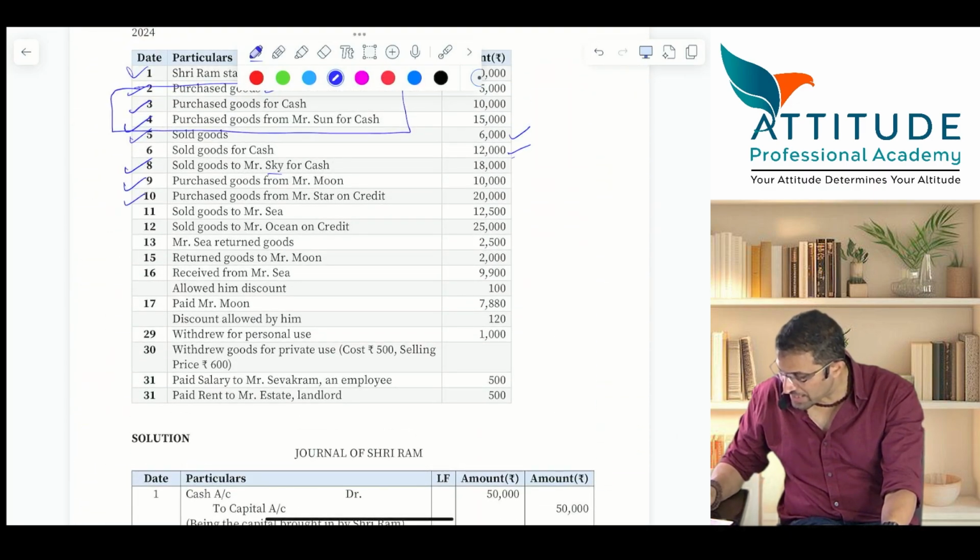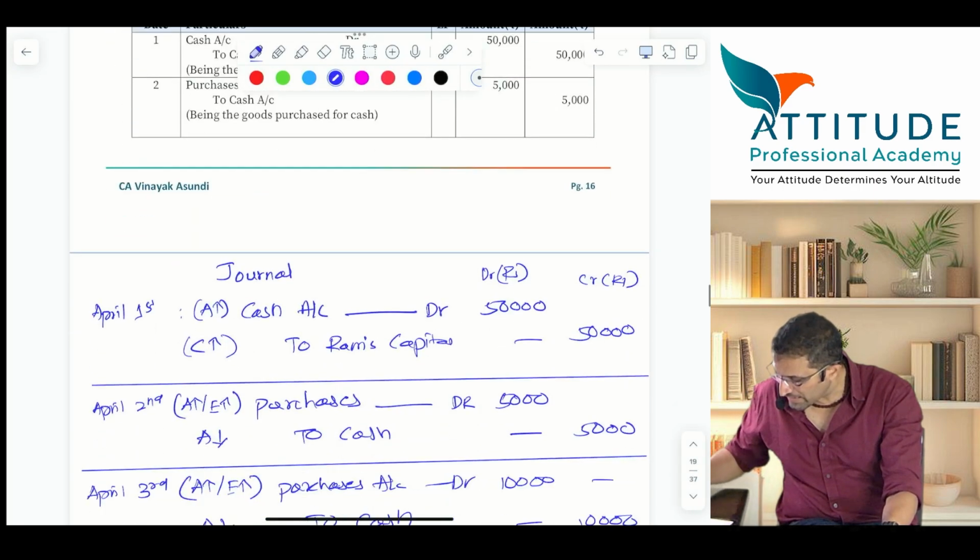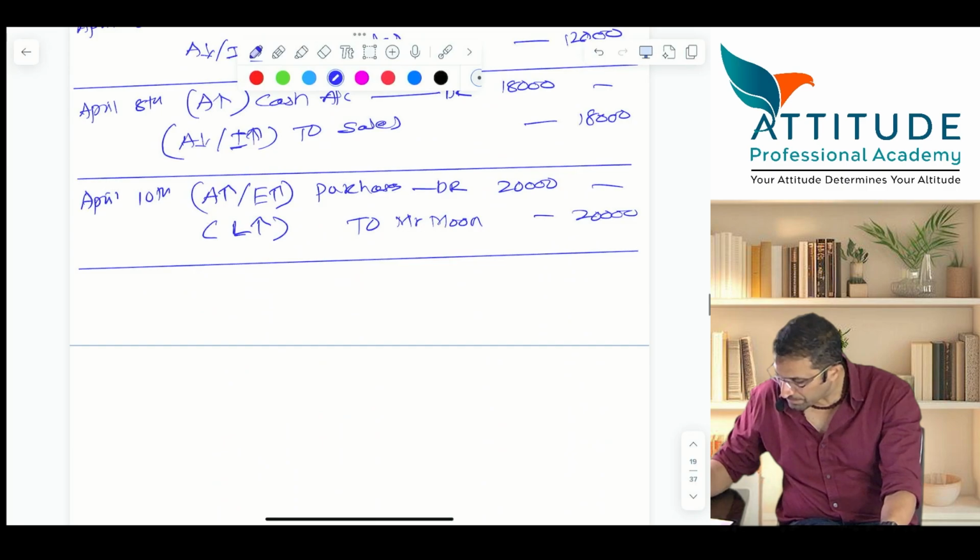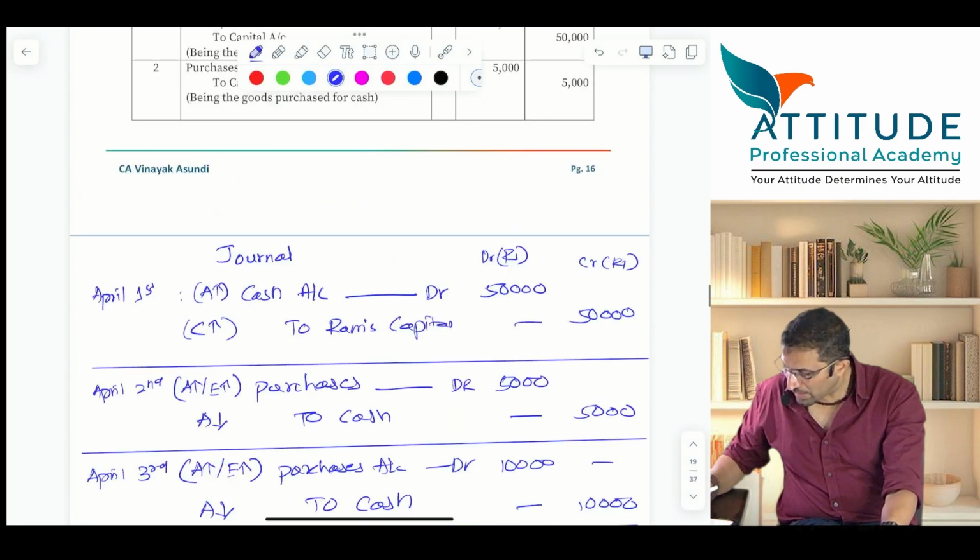Now, purchase goods from Mr. Star on credit. Mr. Moon is 10,000. I have put it as 10,000. Sorry, amount I have put it wrong. Okay? Now, come back.